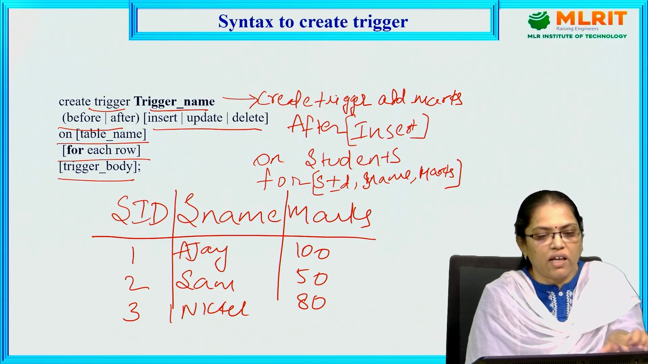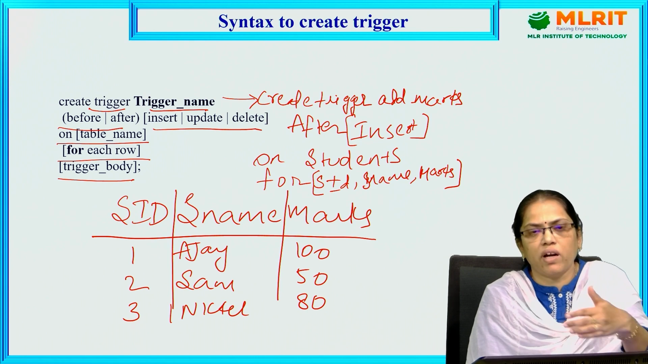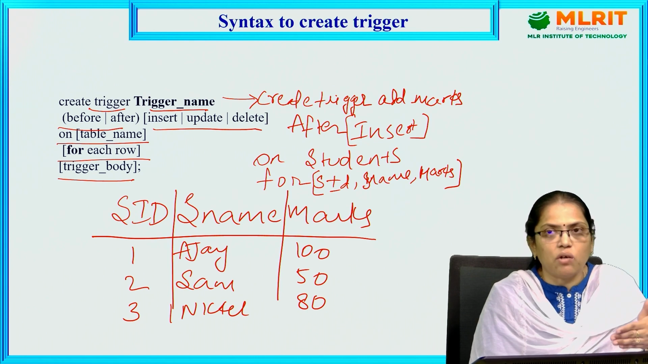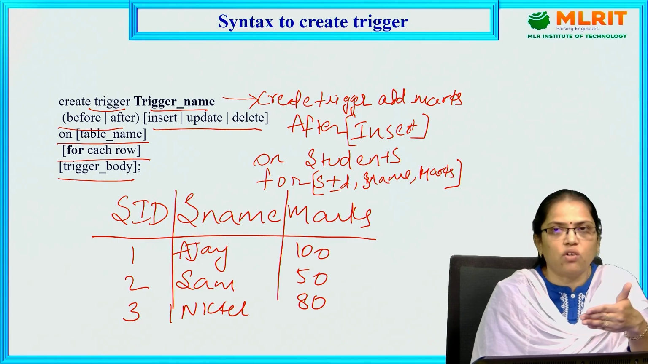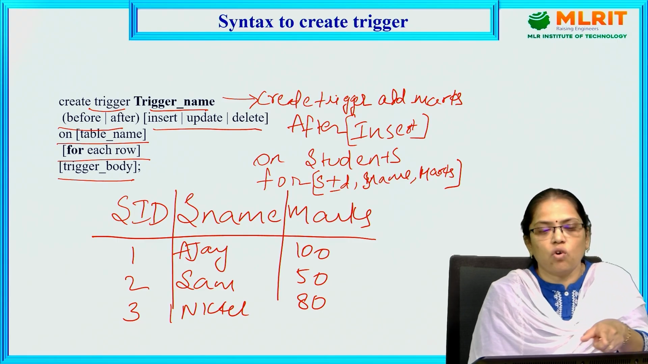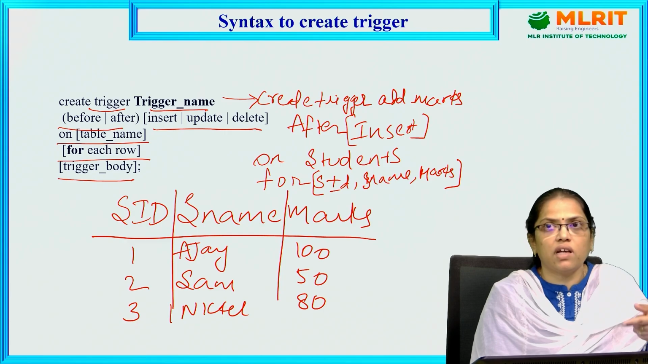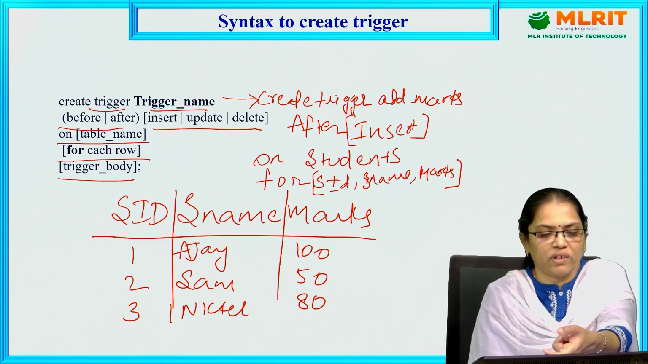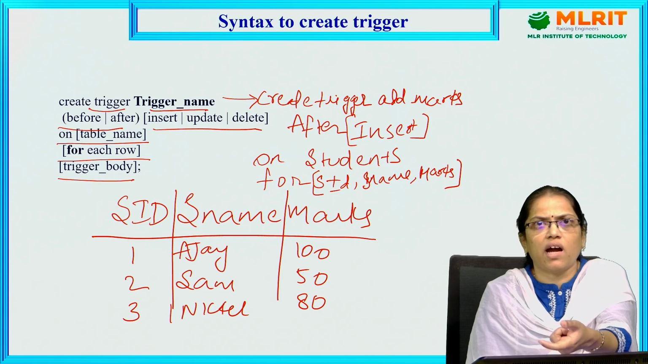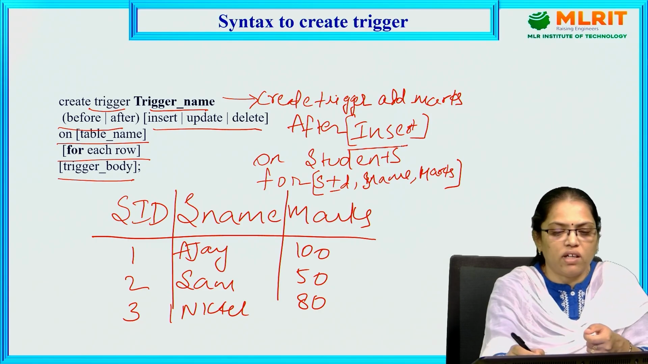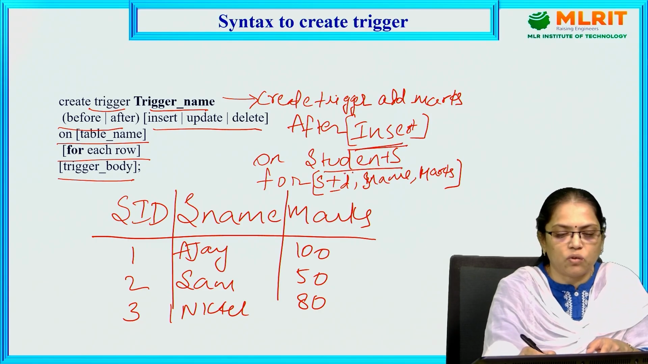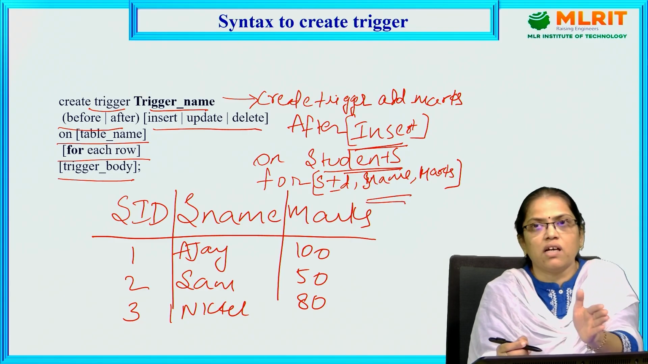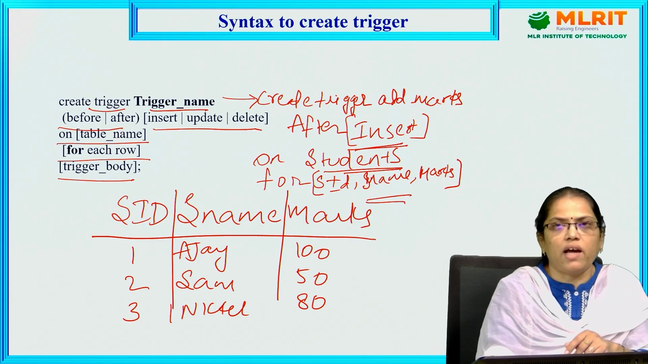This is create trigger. Trigger name is nothing but I want to add the marks of a new student to the existing table. So what is the command I'll take? Obviously I can add the marks after third. So I am using the command after. And how I can add the marks? By using the command called insert. On what is the table name? Students. For SID, name, marks. This is the syntax. Correspondingly, this is the example.